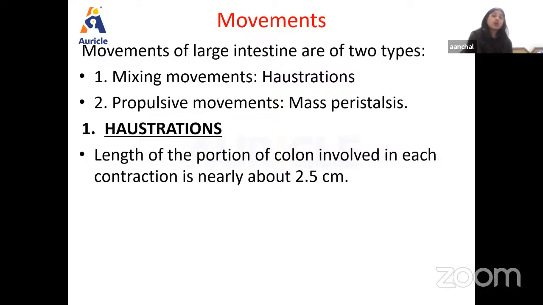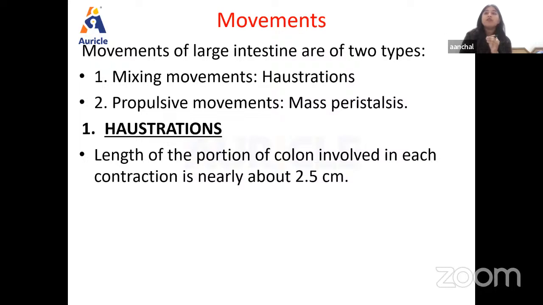Now let's talk about some movements that occur inside the large intestine. In the last class, in the small intestine, we talked about two movements. The first was segmentation and the second was peristalsis. In segmentation, we learned that it was the movement responsible for mixing of food with the juices present inside the small intestine. And peristalsis was the movement in which there will be motility of the food, meaning the food will move in the anterograde direction.